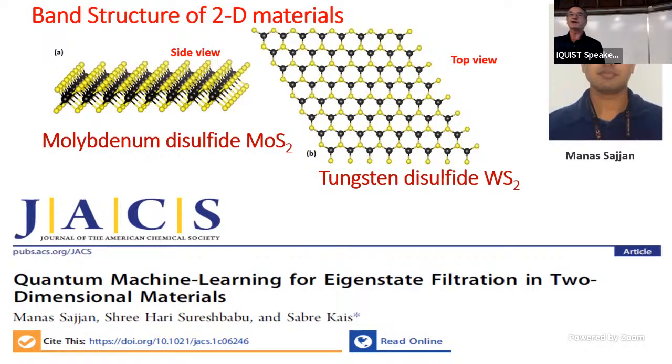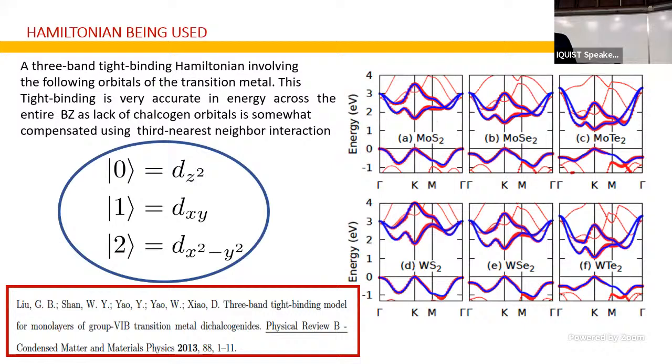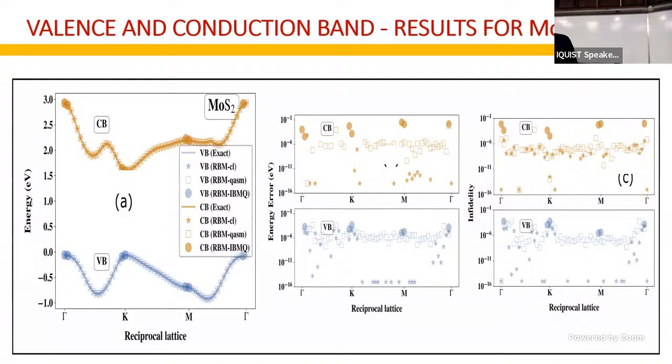And again, he was able to show that with this tight binding Hamiltonian, you can get the band structure, not only the valence band, but also the conduction band. And accuracy is extremely well defined when you compare it with exact, like 10 to the minus, in this case the average was around 10 to the minus 6. So again, these are small calculations, not from first principle, but this is a proof of concept that you can run this simulation and you have a quantum circuit that does the sampling and allows you to get the wave function. So this is the message.